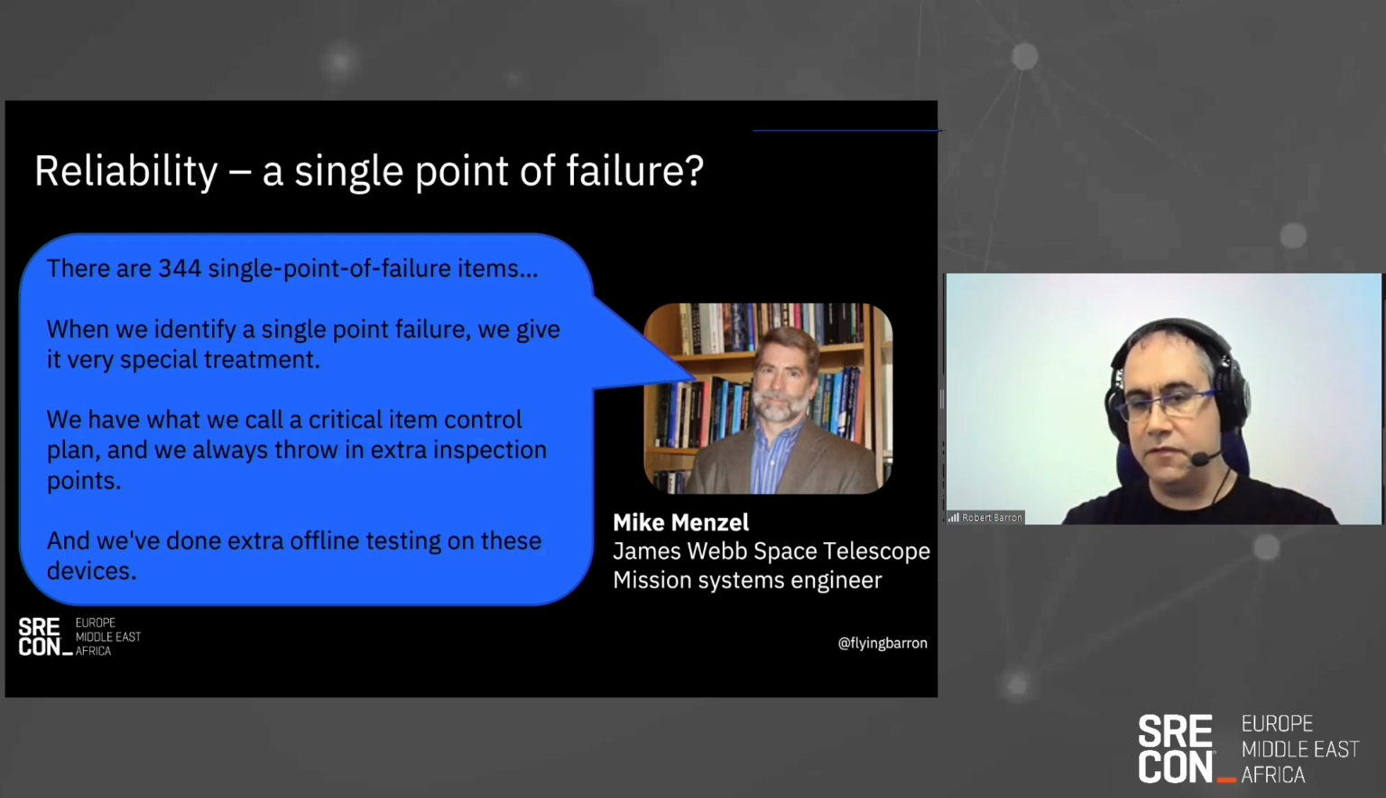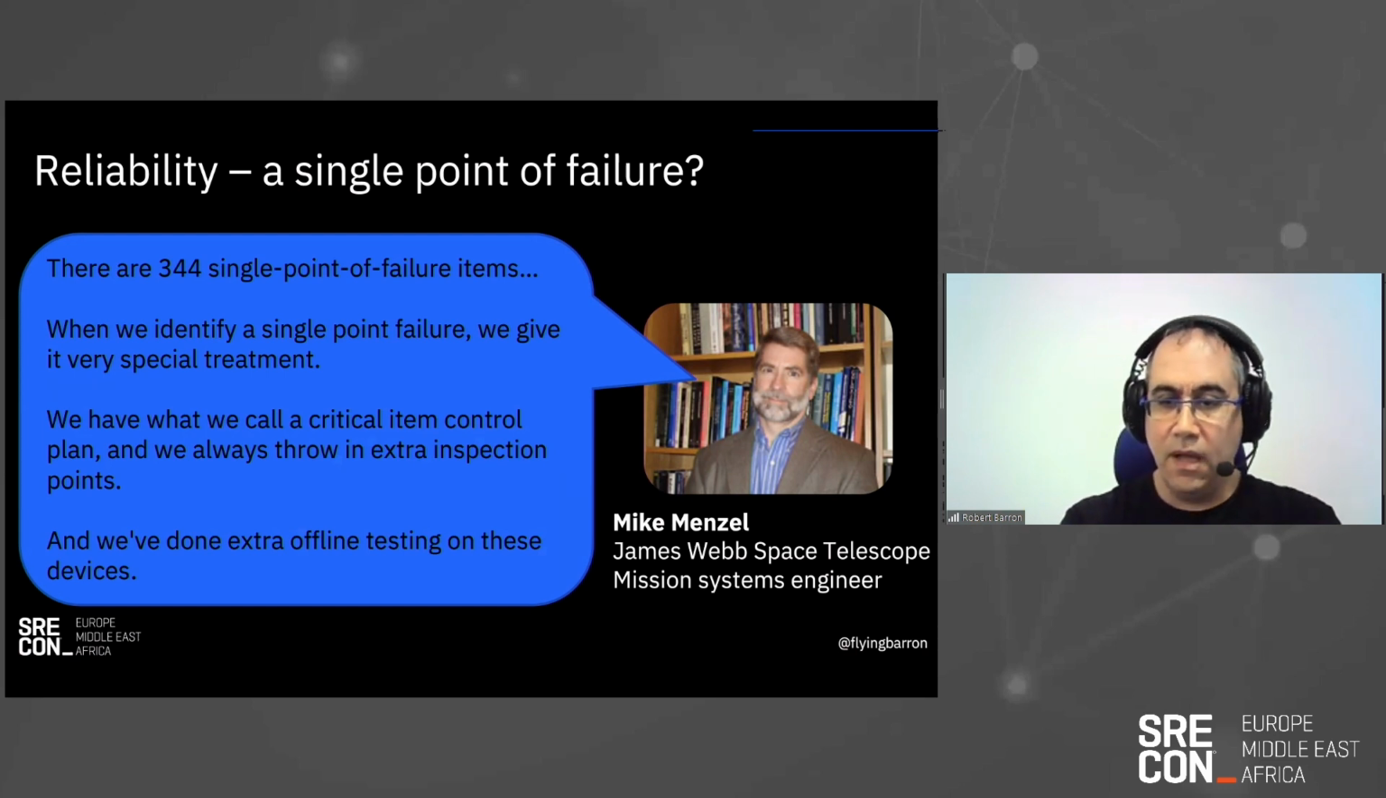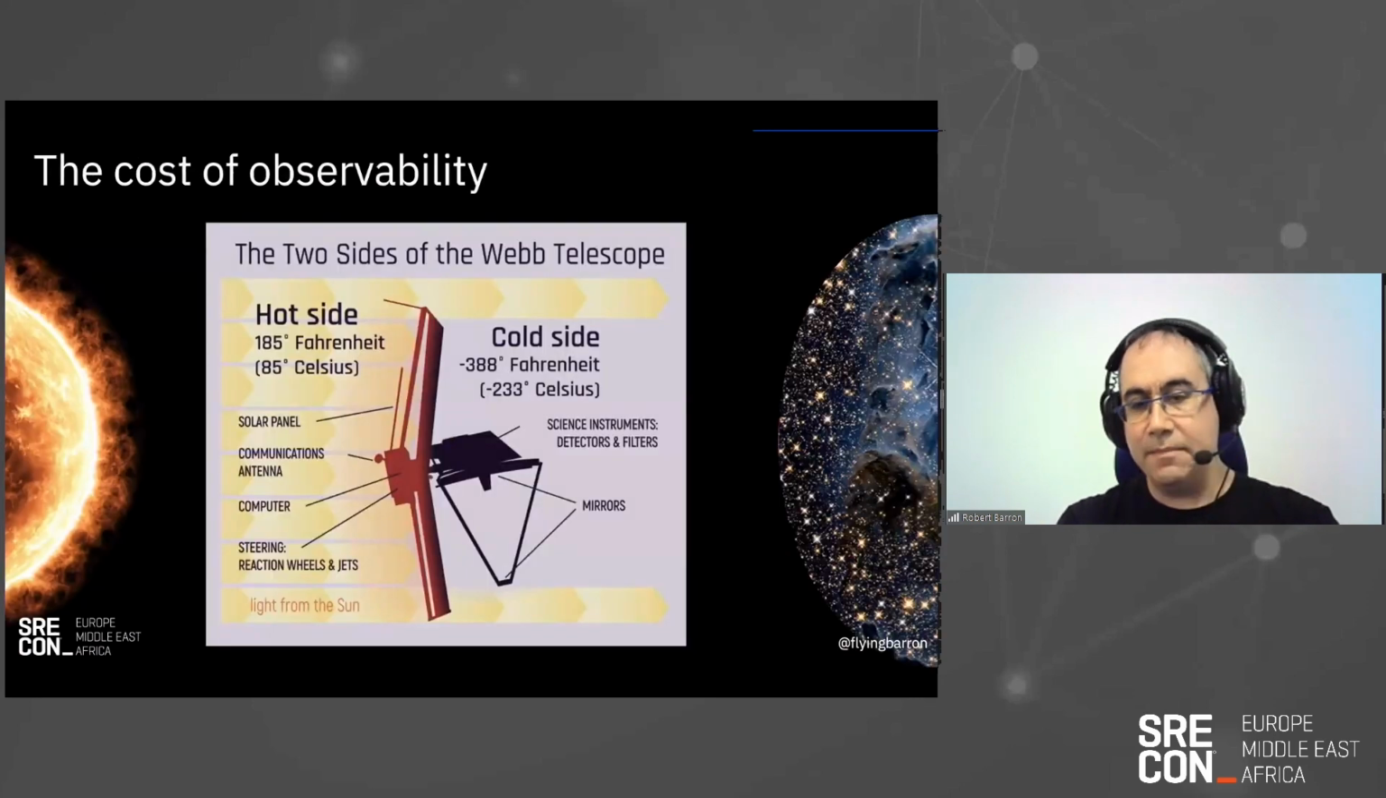Just for the deployment of Webb, the unfurling of the various components and positioning them in place, they identified 344 single point of failure items, which they could not avoid. And what they did is just prioritize these, add tests, add tests, add tests, and add tests. And that's how they generated the confidence that they needed in the solution. And sometimes these tests require compromises.